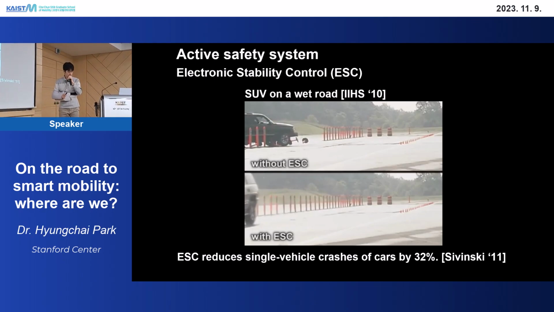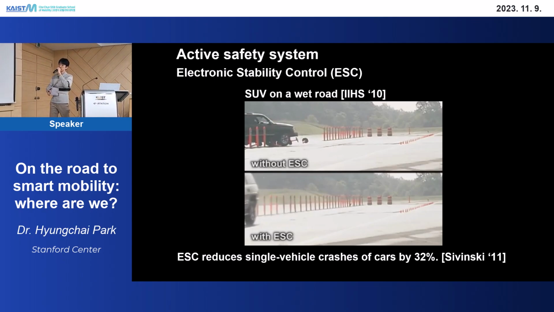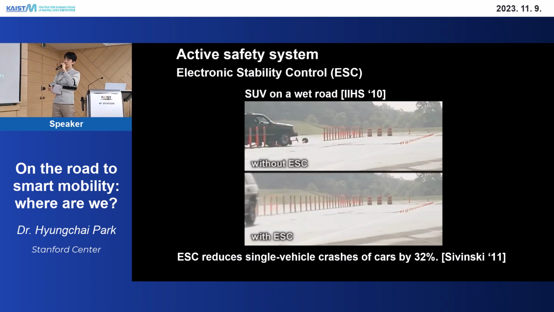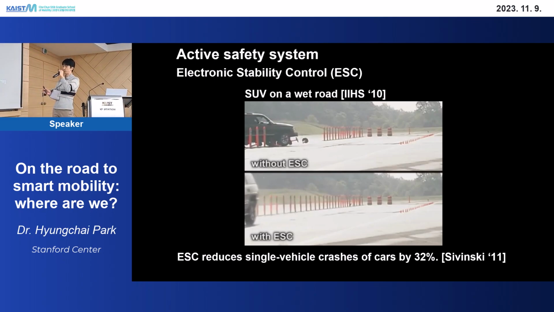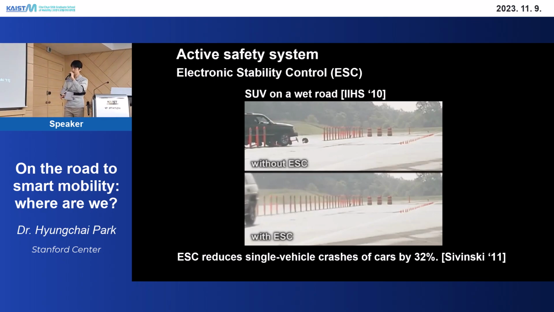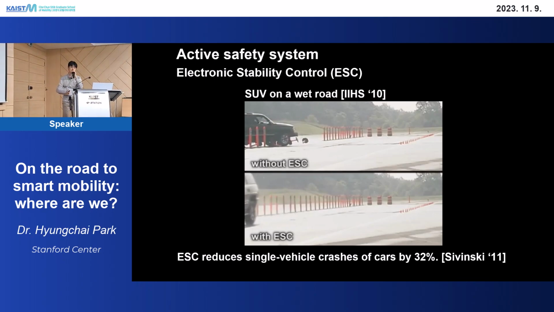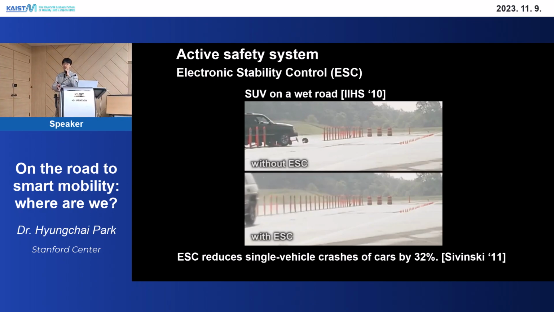The effectiveness of ESC can also be verified by several papers. One paper says that ESC can reduce single-vehicle crashes of cars by 32%. In terms of engineering sense, if the adoption of a system helps by more than 10%, that is a huge thing. So 32% is a very meaningful number.